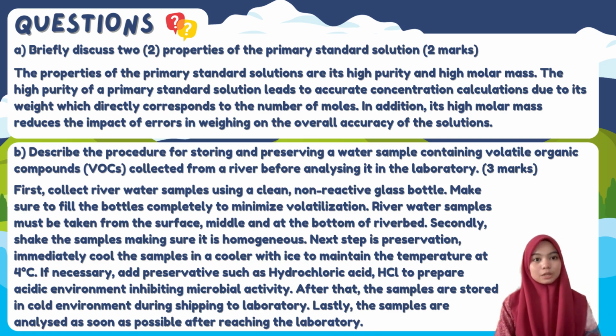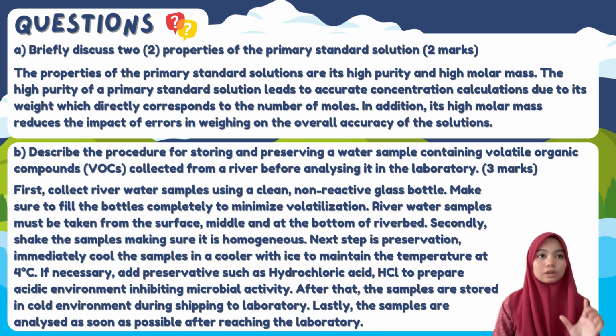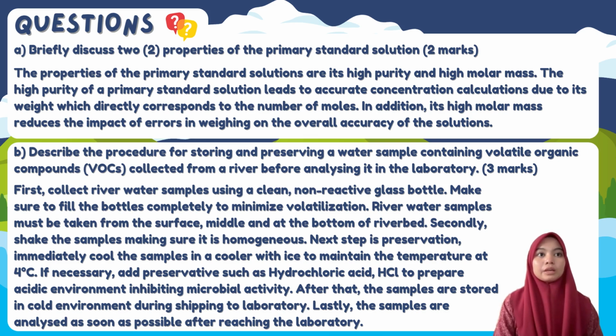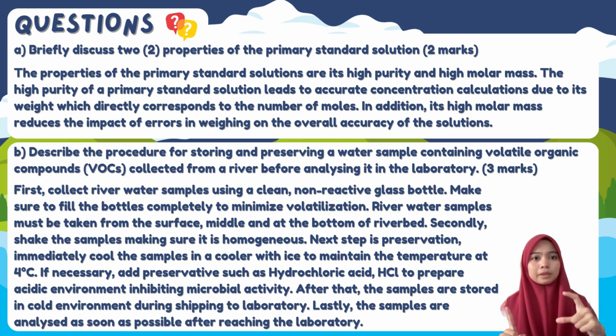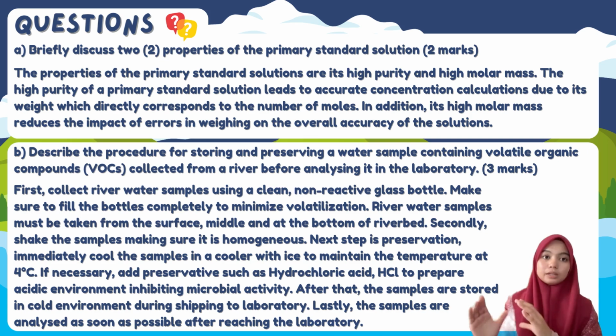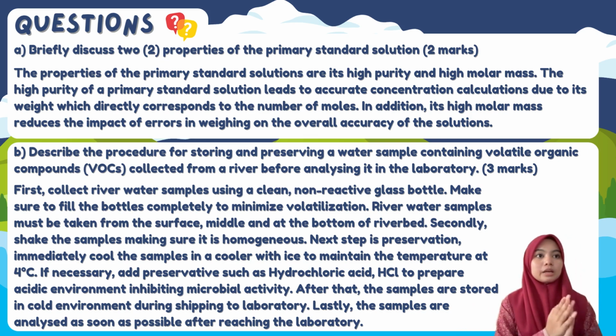solution. The second question is: describe the procedure of storing and preserving a water sample containing volatile organic compounds, which is VOCs, collected from a river before analyzing it in a laboratory. First, collect river water samples using a clean and non-reactive glass bottle. Make sure to fill the glass bottle completely to minimize volatilization. River water samples must be taken from the surface, middle, and bottom of the riverbed.